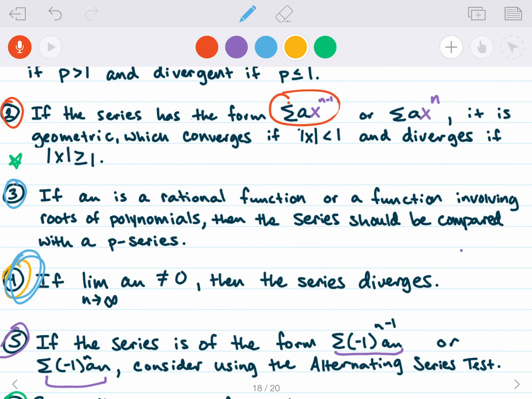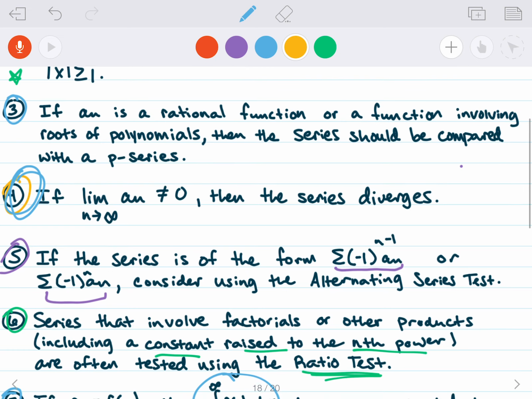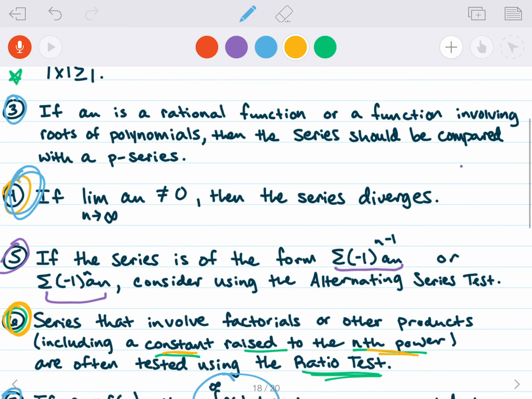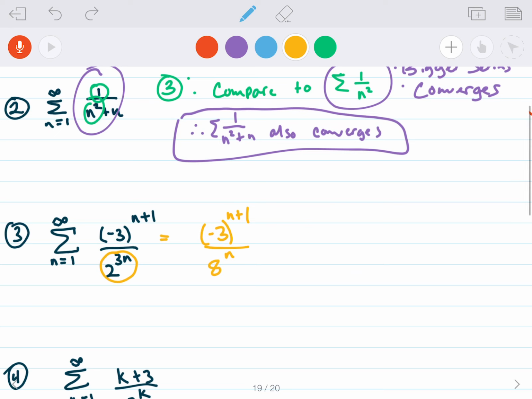I would say number 6, because no, we don't have factorials, but we have constants raised to nth powers: constant negative 3 raised to an nth power, constant 8 raised to an nth power. So I'm going to try the ratio test, and that is number 6. Let's try this ratio test out.